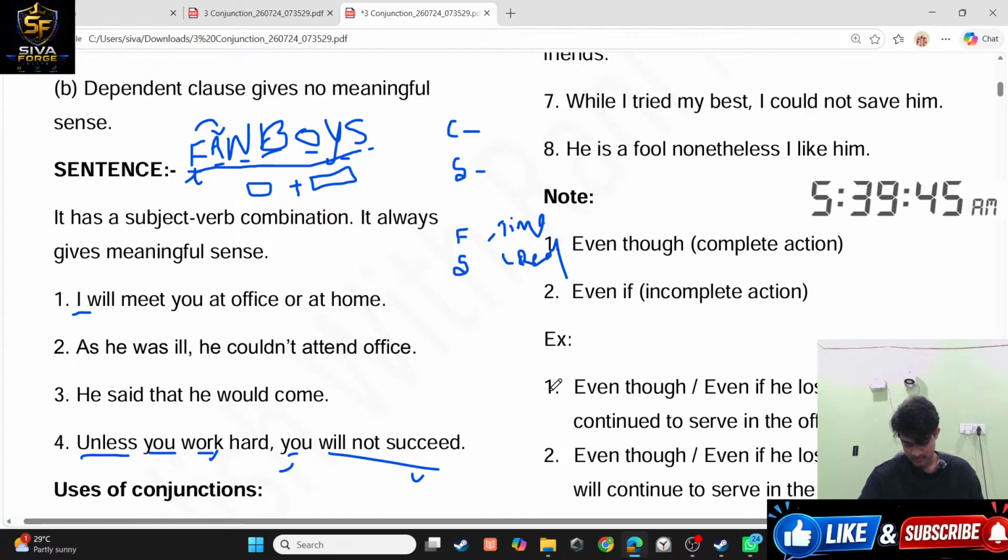Next, why is since not in coordinating conjunctions? Because since sometimes joins one independent and one dependent clause. That's why since and because are in subordinate conjunctions, not coordinating.